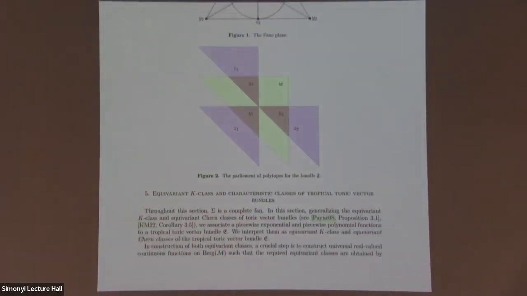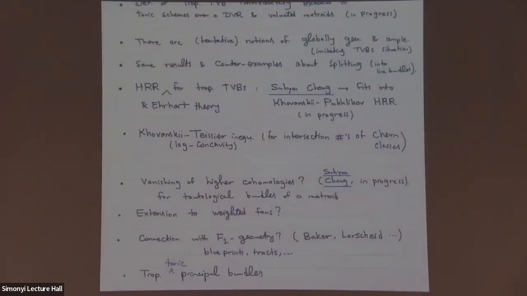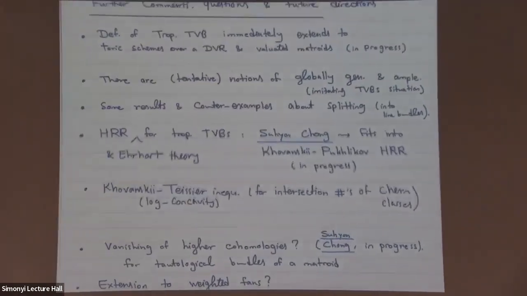And then, as in the toric vector bundle case, pretty much word by word, the space of global sections can be encoded in a collection of polytopes called the parliament of polytopes by Di Rocco, Jabbusch, and Smith. So that story also carries over to here. And then just some final comments.